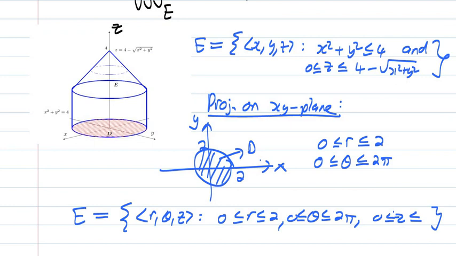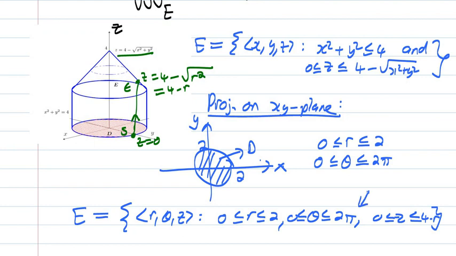Now here is where you've got to think. If you are shooting a rocket, you can see it starts here when z is equal to 0. And it ends when it hits this surface, when z is equal to 4 minus the square root of x squared plus y squared. So it starts there and it ends there. And now remember that x squared plus y squared is always r squared. And the square root of r squared is equal to r because r is greater or equal to 0. So we see that z ends when it's equal to 4 minus r.